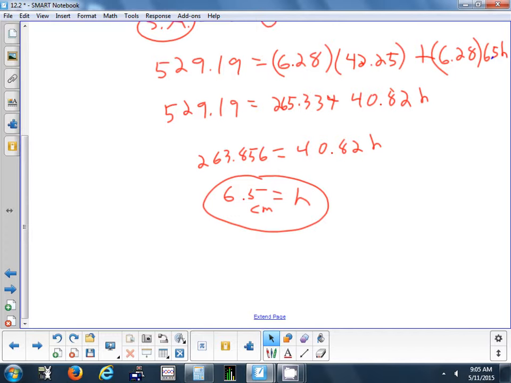So that's how you find the surface area of prisms and cylinders.